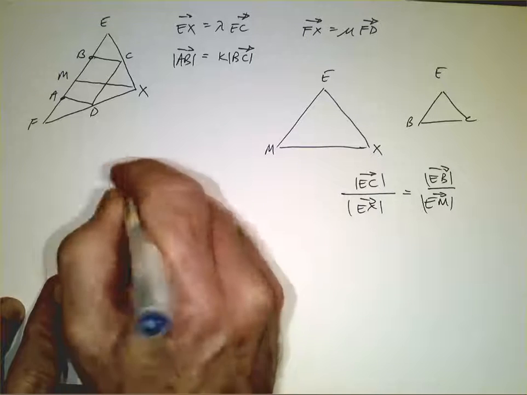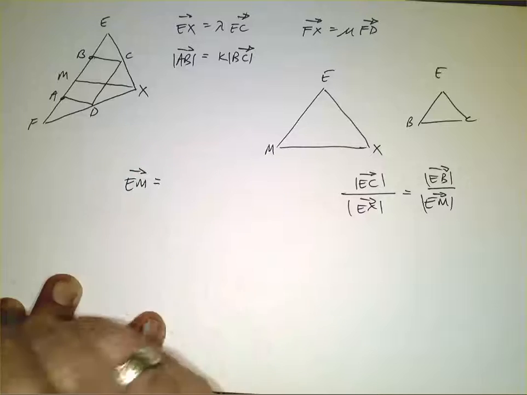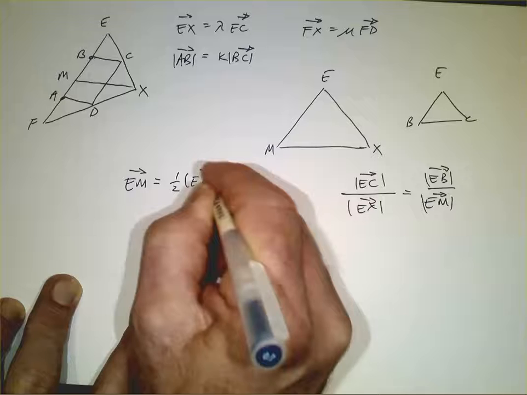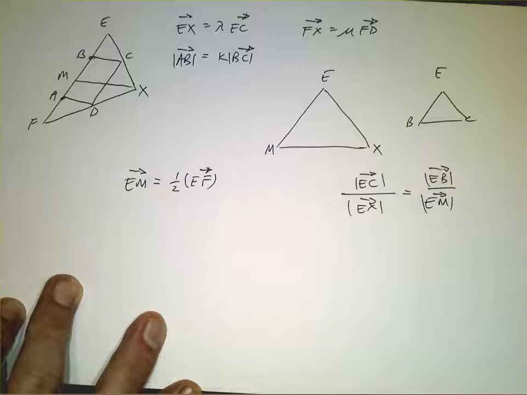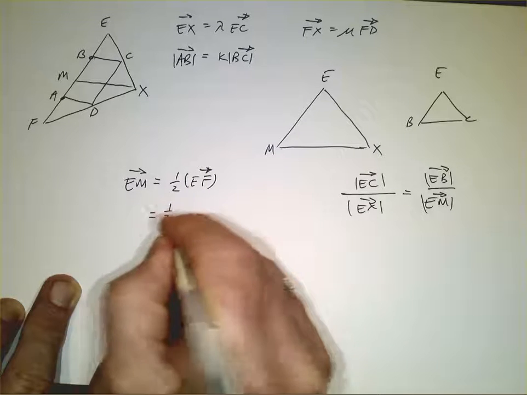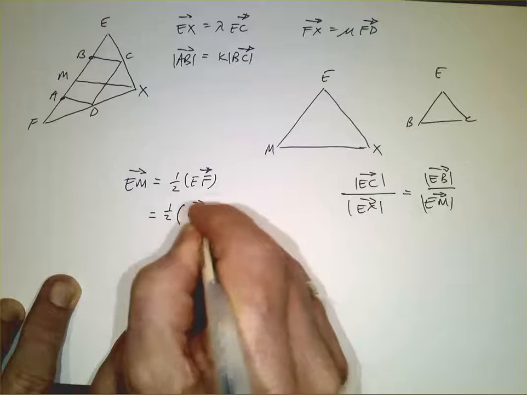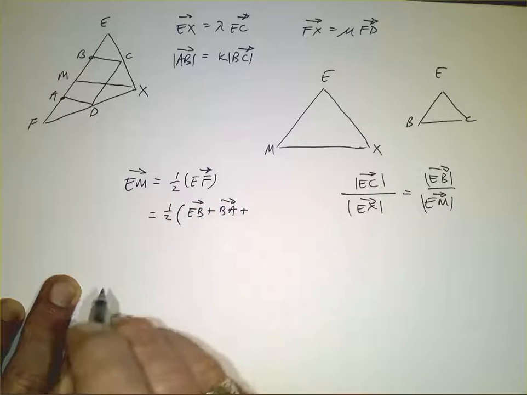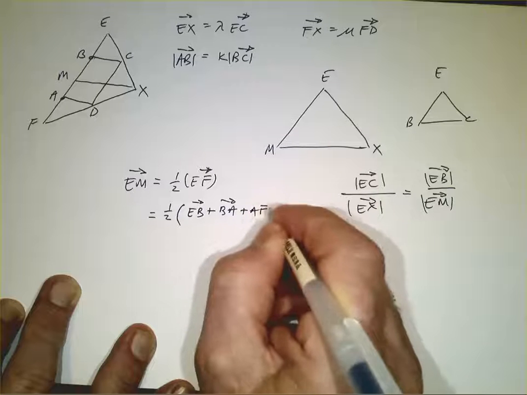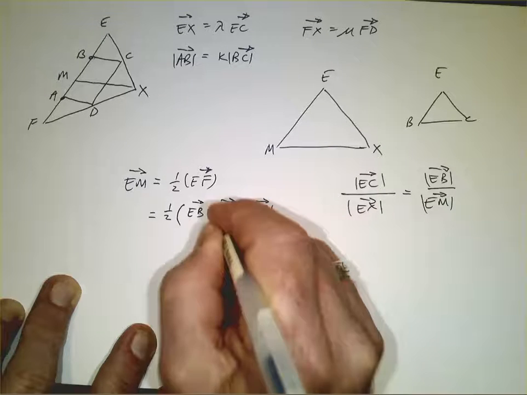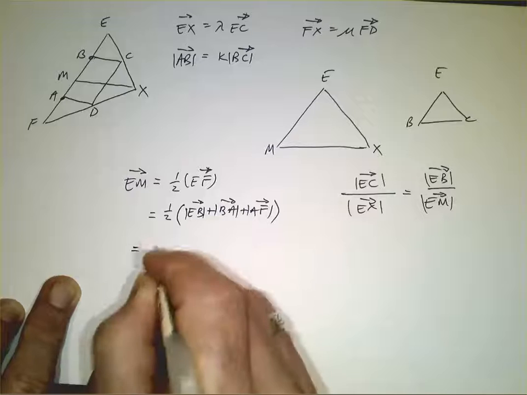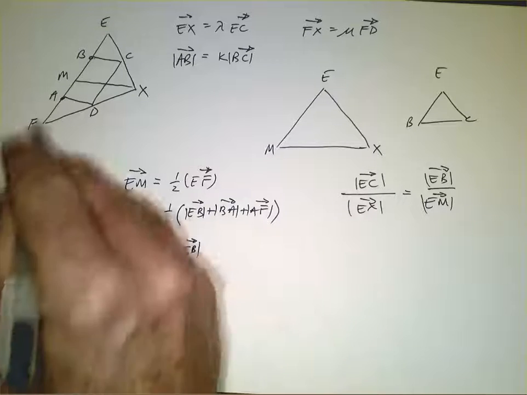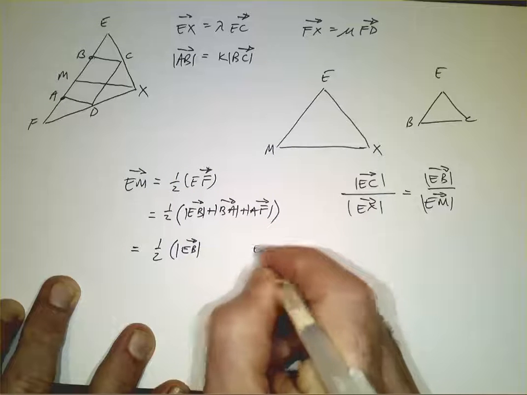Okay, now E to M is 1/2 E to F, because M is the midpoint. So E to M is 1/2 E to B plus B to A plus A to F, and they're all magnitudes, which is 1/2 E to B. The magnitude is the same as A to F, so that's E to B as well.